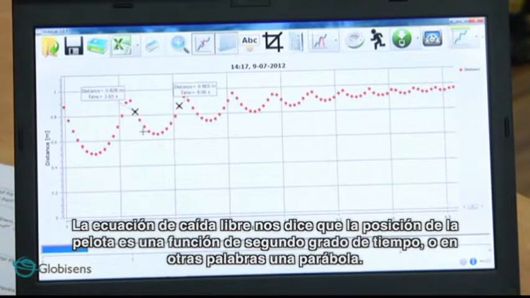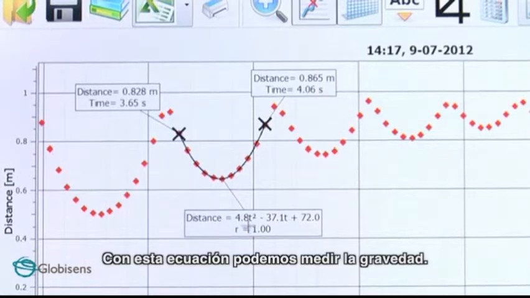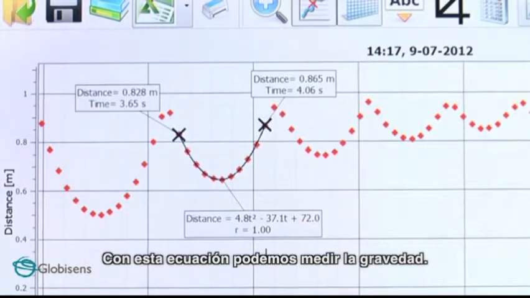The free fall equations tell us that the ball's position is a second-degree function of time, or in other words, a parabola. Having selected the start and end point of one bounce, now I will press the quadratic regression function to get the parabola equation. With this equation, we can measure gravity.